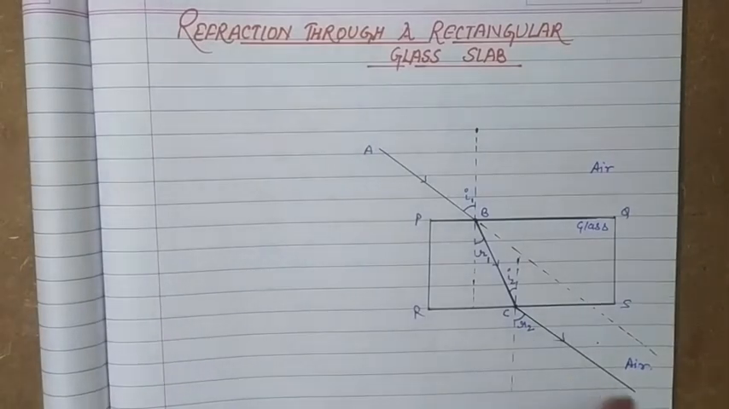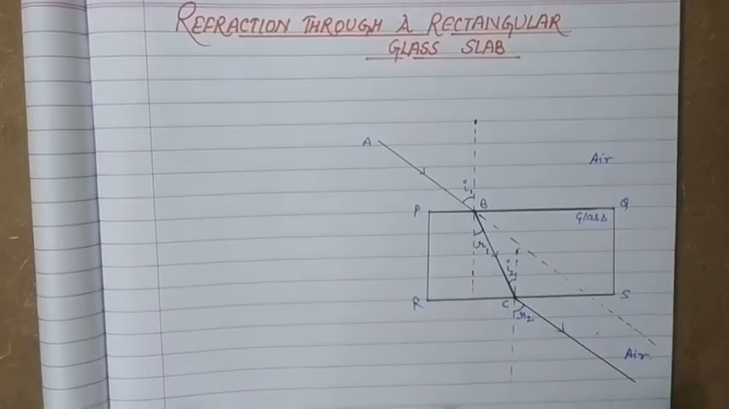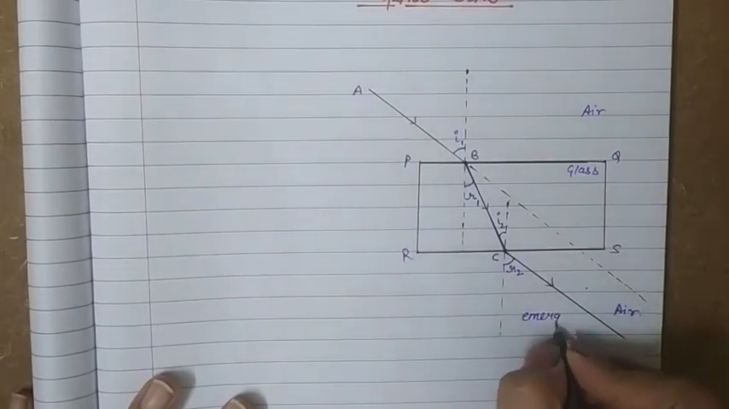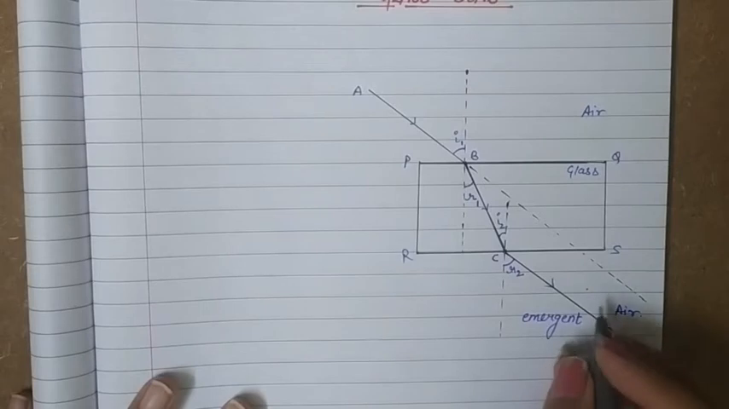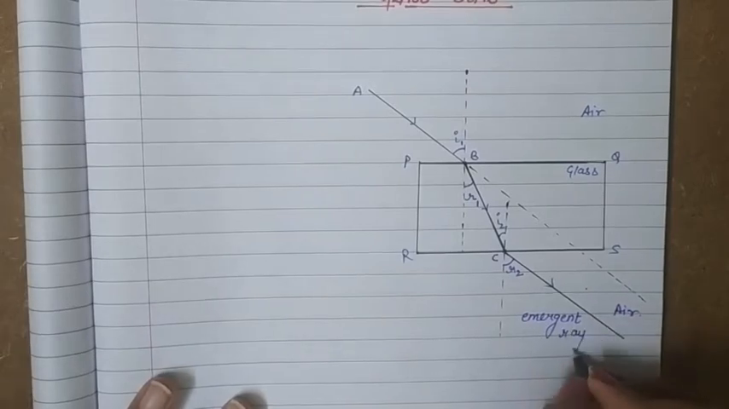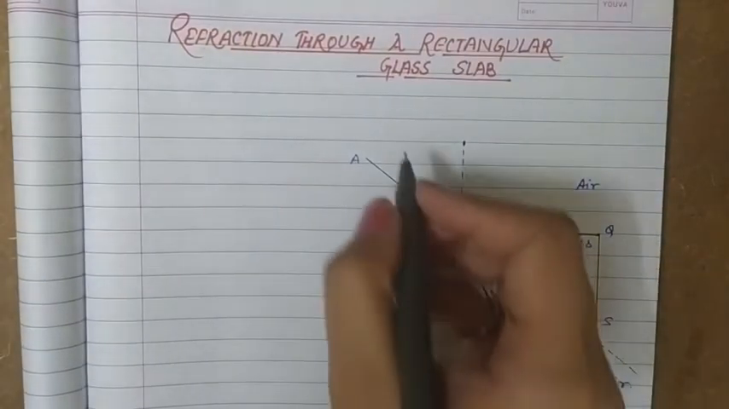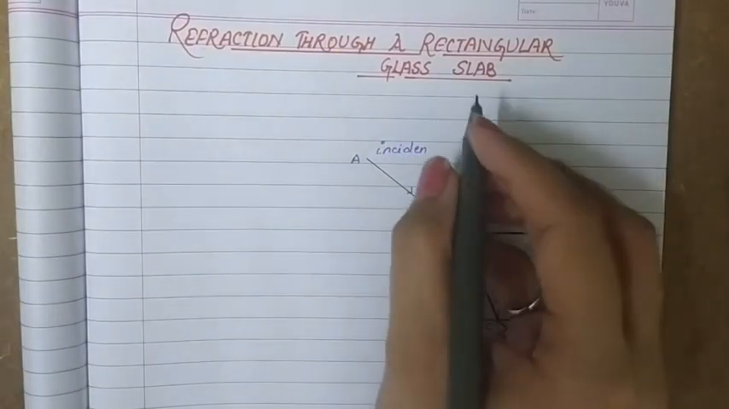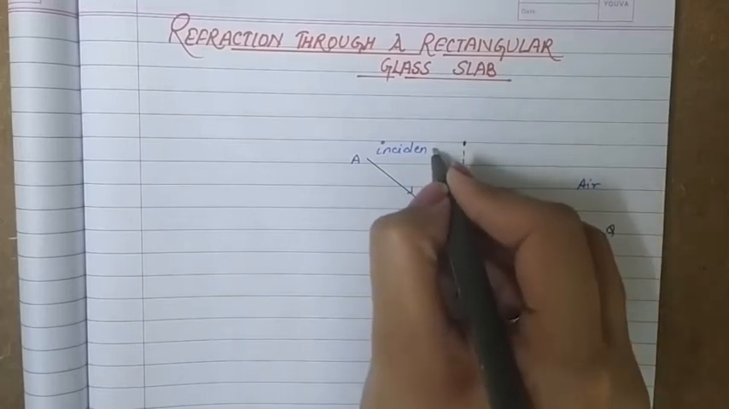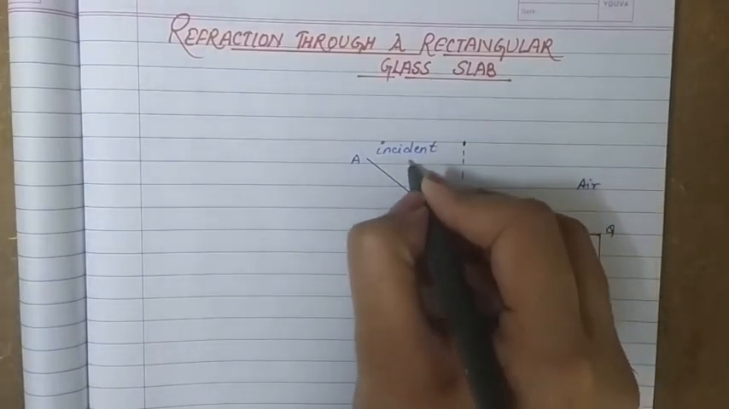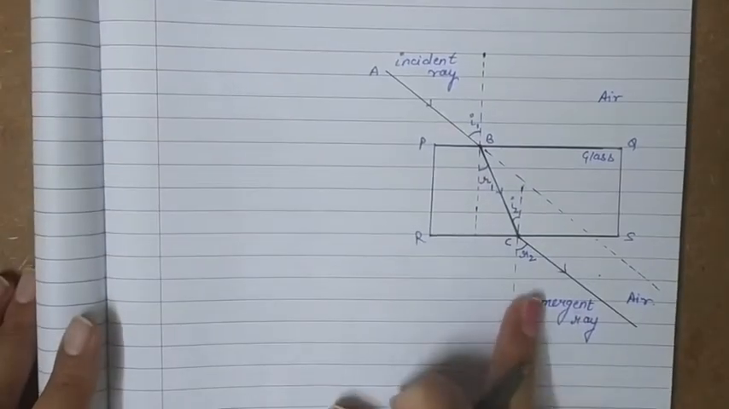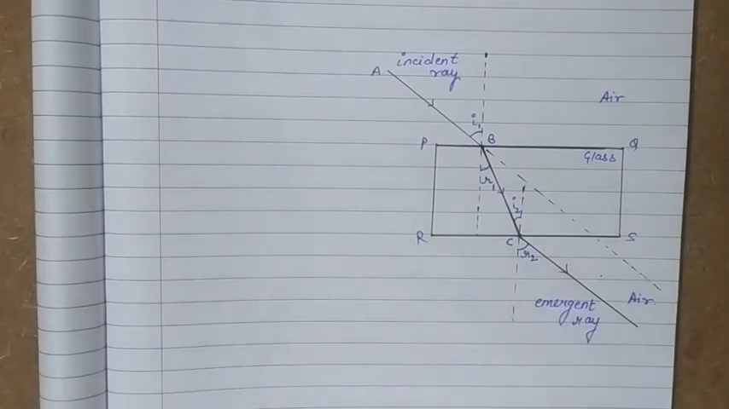The final ray that is coming out of the glass slab, we call the emergent ray. The ray that we get out from the glass slab is called the emergent ray, and the ray that we incident is called the incident ray. The ray we sent in is the ray of incidence or incident ray, and the ray we get as output, out of the glass slab, is the emergent ray.